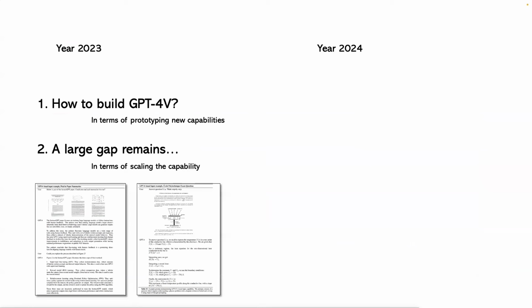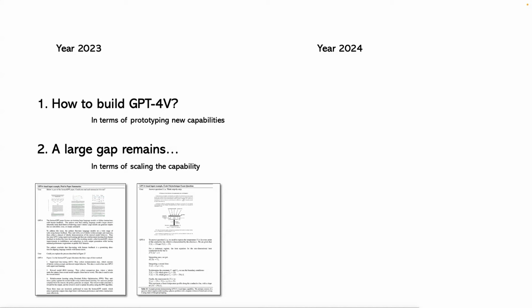And this is my observation for last year and this year. Last year, because we started from zero, the community was interested in how to build GPT-4V-like models, right? Including how to construct data, how to construct the basic model, and how to do the evaluation. And we do see a lot of interesting work that enables new capabilities. These can be viewed as different prototypes.